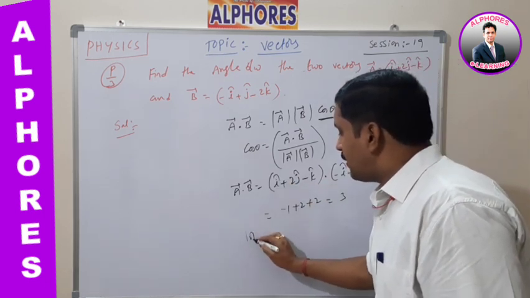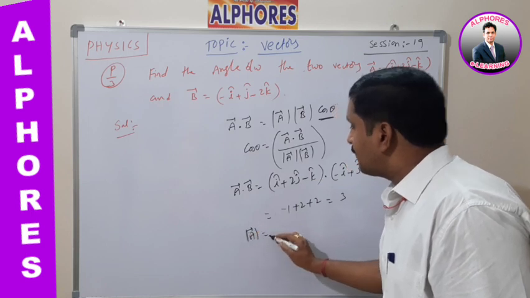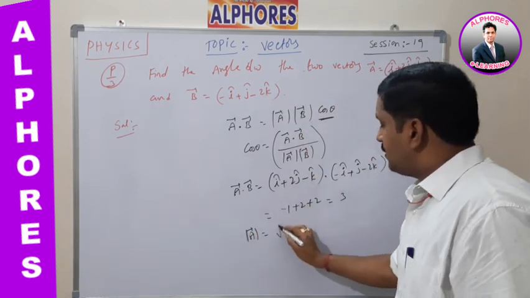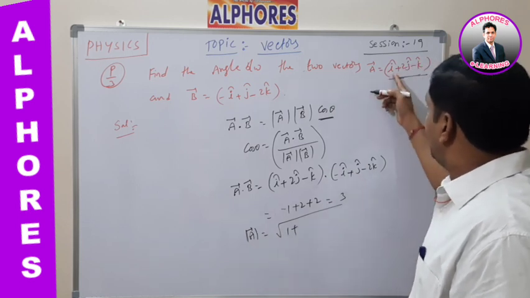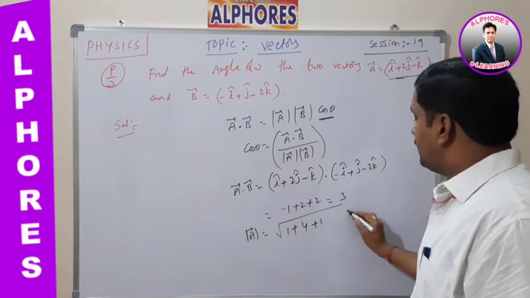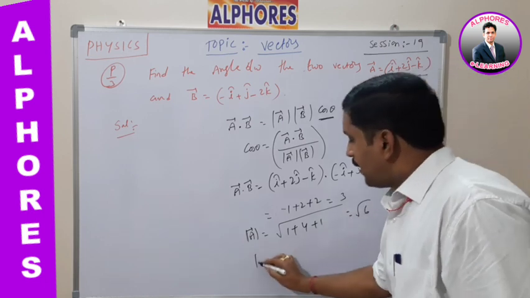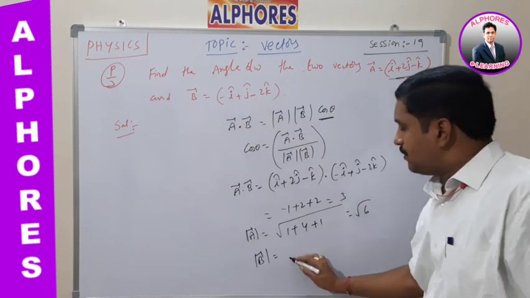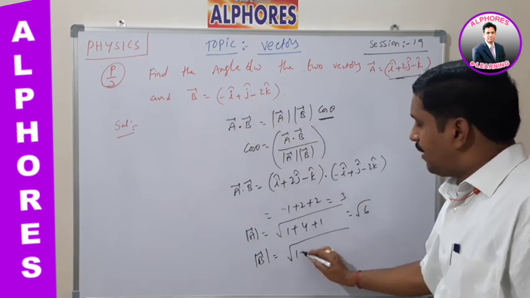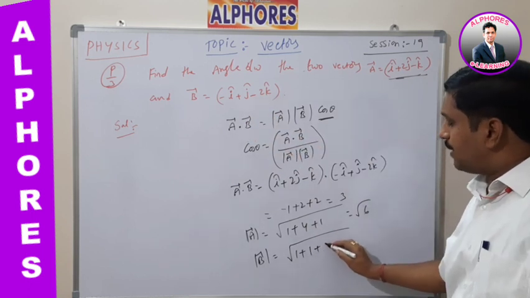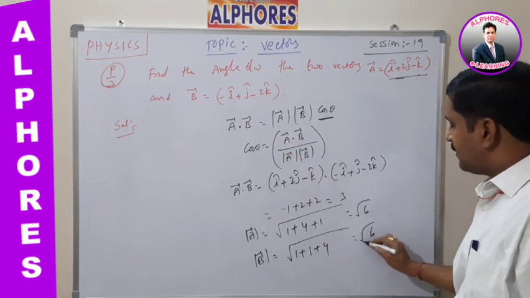Now what is the magnitude of A bar? Root of 1 squared plus 2 squared, which is 4, plus 1, that is root 6. Similarly, the magnitude of B bar is root of minus 1 whole squared, which is 1, plus 1 squared, which is 1, plus minus 2 whole squared, which is 4. That is again root 6.